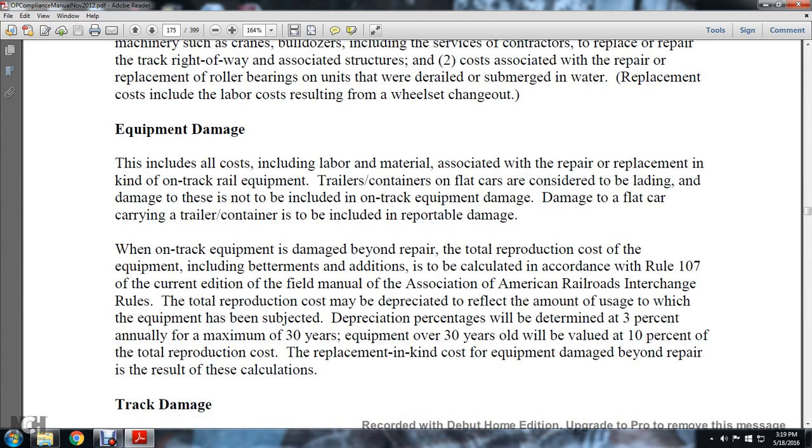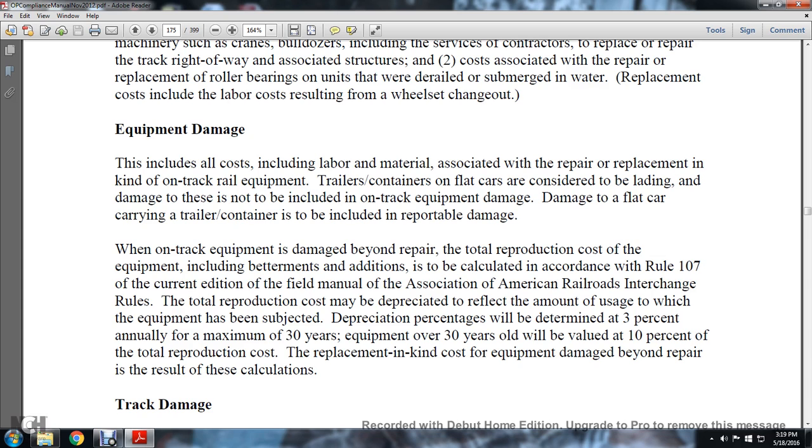Equipment damage. It includes all costs, including labor and material, associated with the repair and replacement in kind of on-track railway equipment. Trailers and containers on flat cars are considered to be lading, and damage to them is not to be included in the on-track equipment damage. Damage to the flat car carrying the trailer or container is to be included with reportable damage.